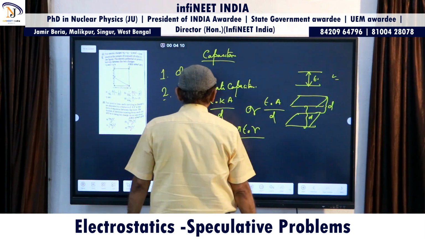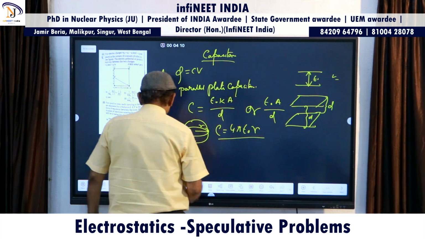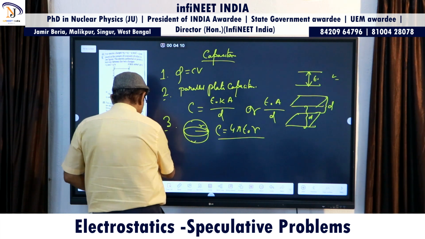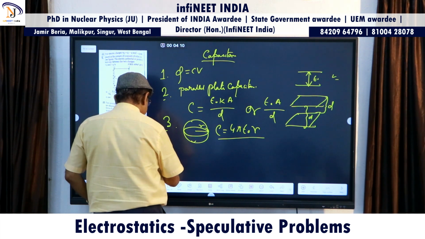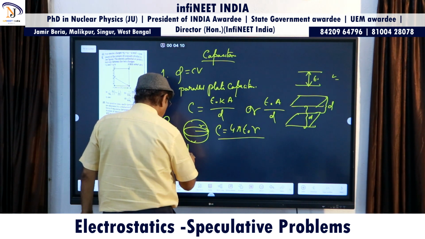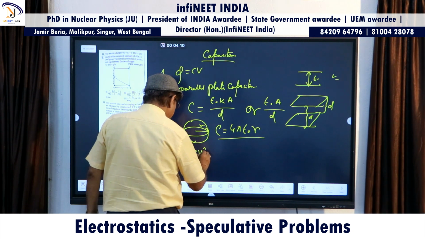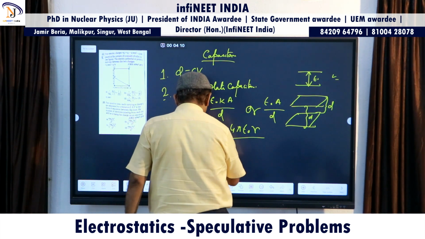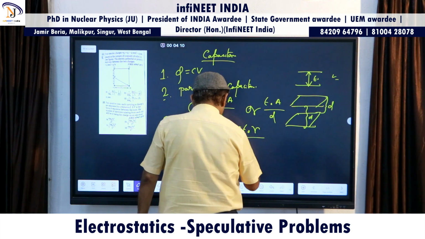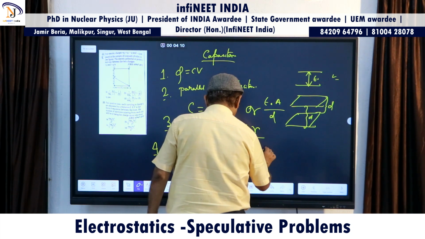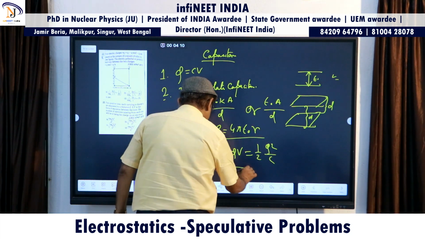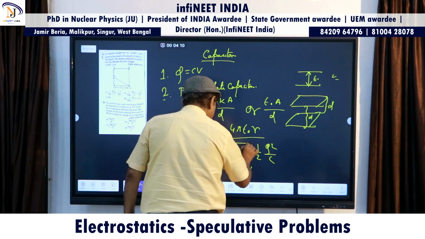And what is the energy? Energy of a capacitor is nothing but E of a capacitor equal to half CV square, or half Q into V, or half Q square by C. This is the energy of a capacitor.